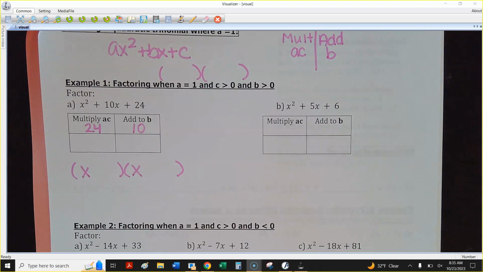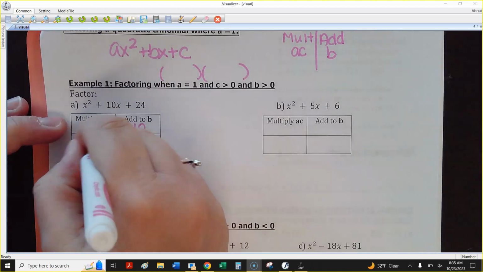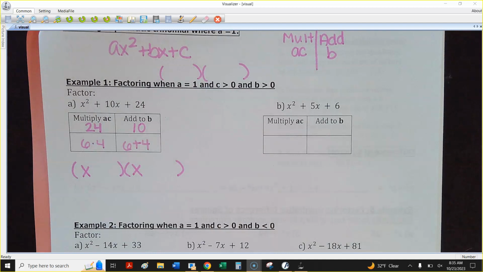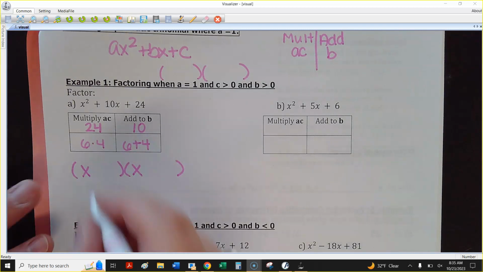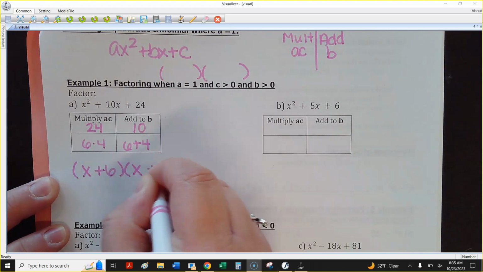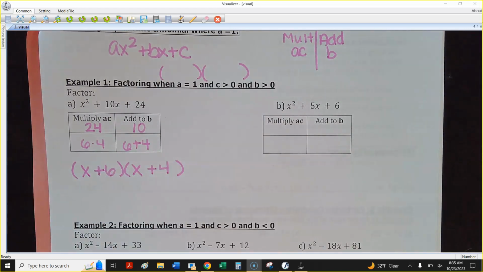To fill them in, can you think of two numbers that if you multiply them together, they'd get you 24? The same two numbers, if you added them together, would give you 10. Yes. Okay, and you don't have to write this out, but 6 times 4 is 24. 6 plus 4 is 10. It has to fit both requirements. Sometimes there can be combinations that work for one but not the other; it has to work for both. So when you write this in the factors, you just do x plus 6 and x plus 4.